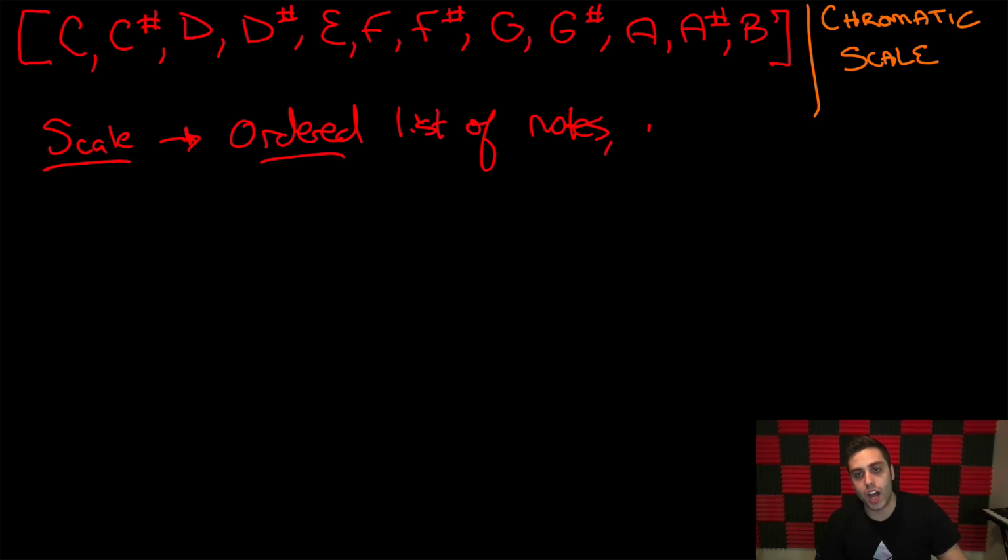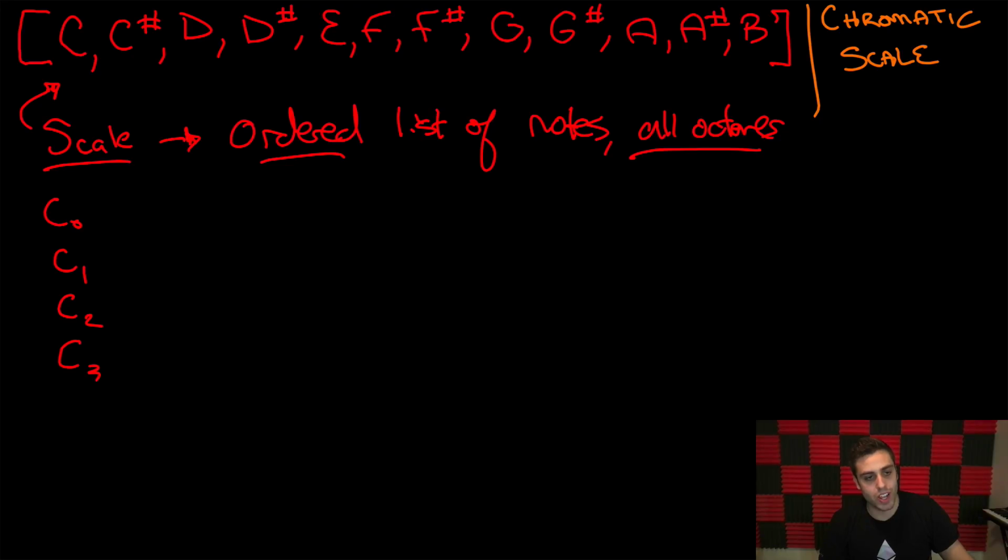across all octaves. So when I say that the chromatic scale has the note C in it, what I actually mean is that it has the note C0, C1, C2, C3, etc. all the way up. And when I say it has C sharp, it has C sharp 0, C sharp 1, C sharp 2, etc. So when I write a scale that has a note with no octave number in it, you can just assume that to mean that it refers to the note in every octave.